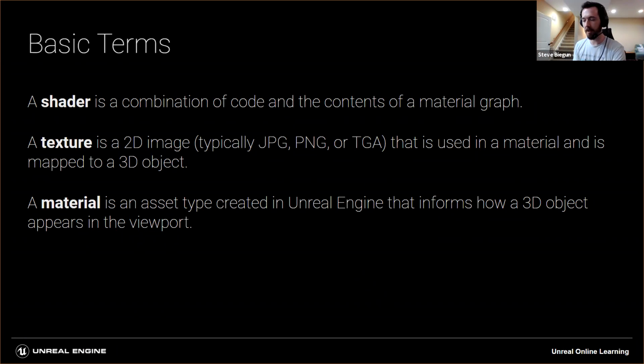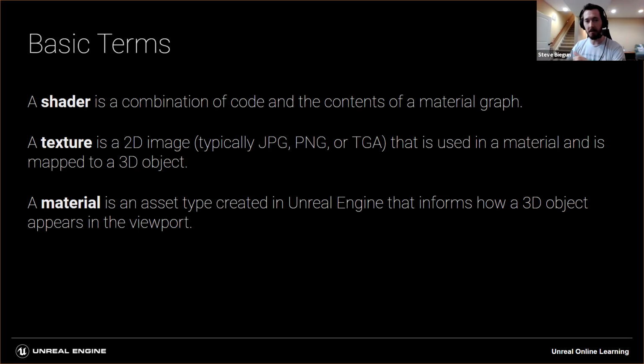So a lot of people conflate shaders, textures, and materials. And I just want to address this at the start because I'm guilty of this too. I'm not sure how the terminology is working for Unity, but this is what I found in my research and the correct way to talk about this topic. So a shader is simply a combination of code and the contents of a material graph. So it's just an instruction to the GPU of a computer saying, hey, make this thing appear on my screen.